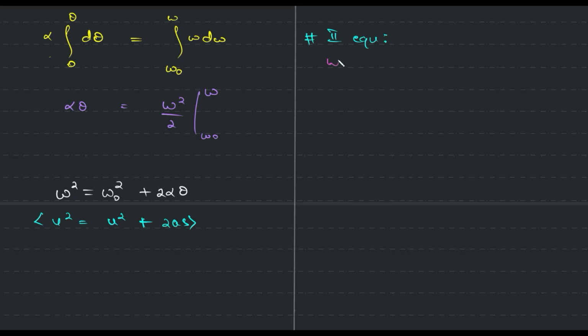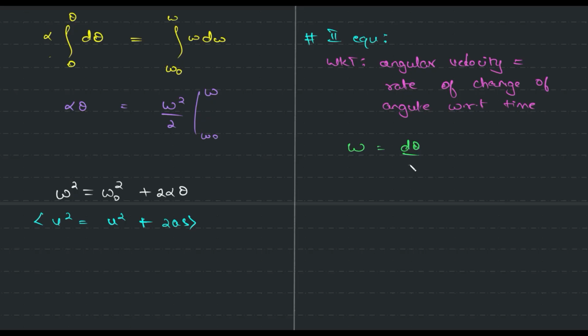Now we know that angular velocity, if you guys remember the equations of motion, it's similar to those, the way we approach. So angular velocity is the rate of change of angle with respect to time, right? So we have omega is equal to d theta by dt.